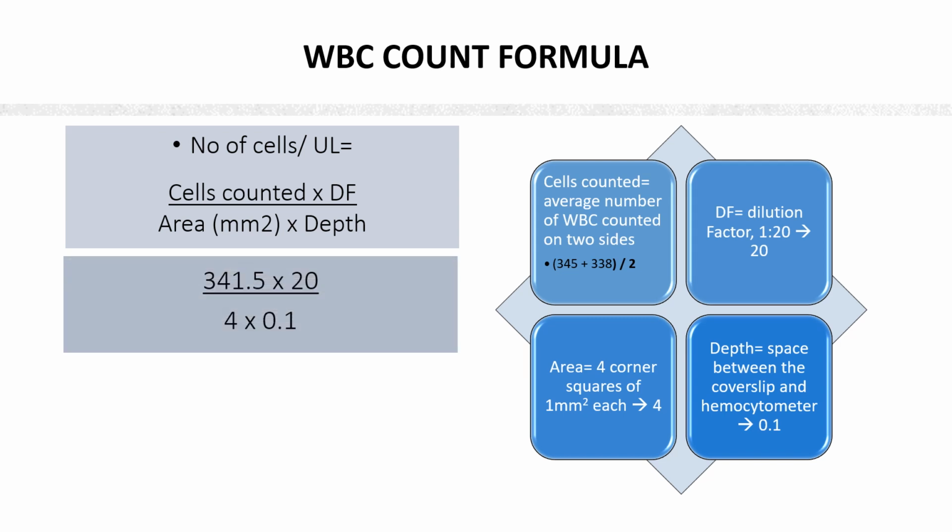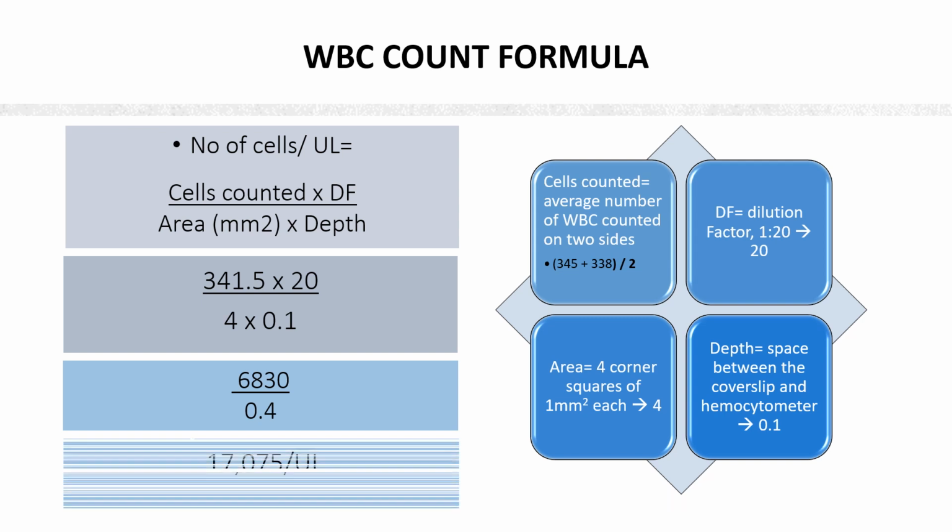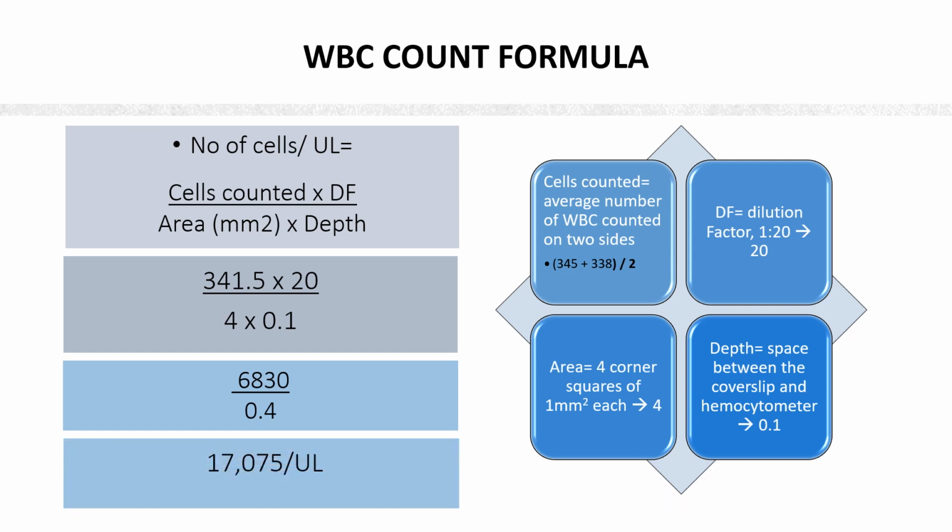The values are then placed in the formula. We have 341.5 times 20 divided by 4 times 0.1. And we will have 6,830 divided by 0.4. Our white blood cell count is 17,075 per microliter.